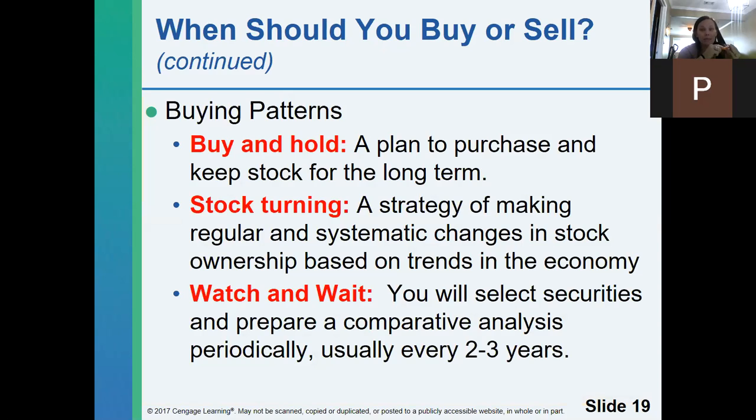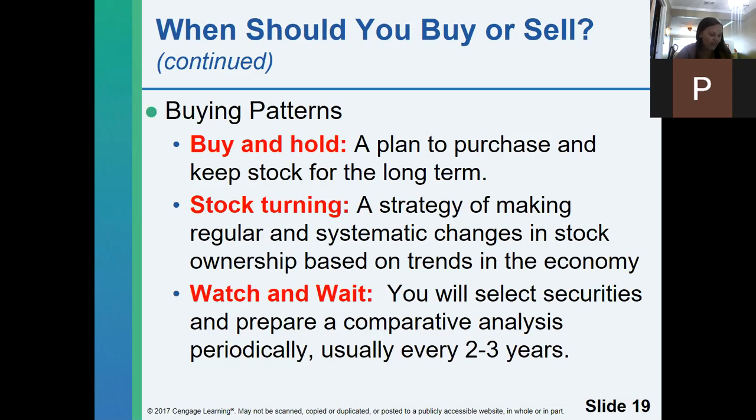then what are buying patterns? So there are 3 different buying patterns here. Buy and hold is a plan to purchase and keep stock for the long term. So you can make money 3 different ways. You can receive cash dividends. You can assume, or hope, I should say, if the price goes up in the long term, then you're going to have capital gains when you sell it. We're not talking a year down the road. This is long term.